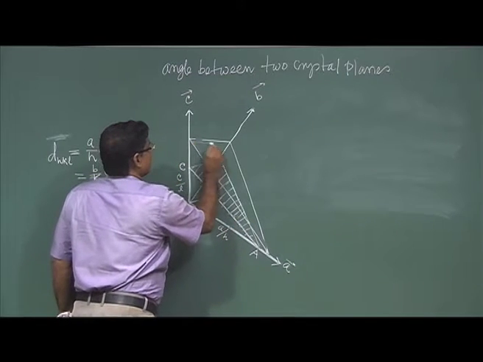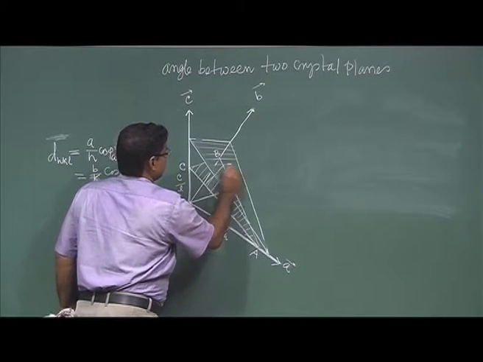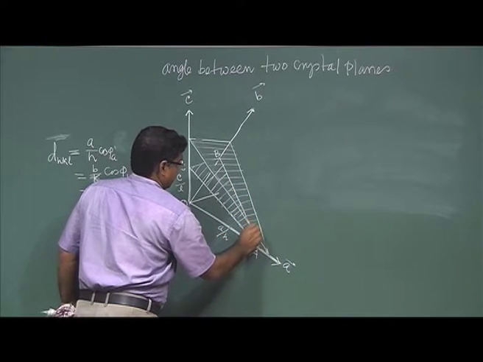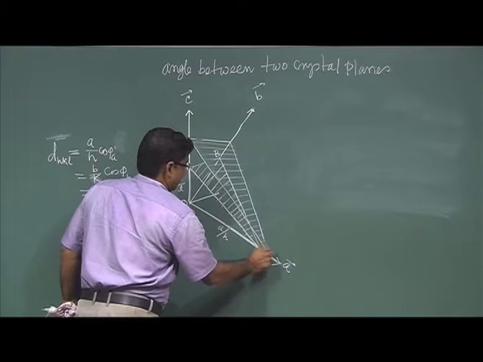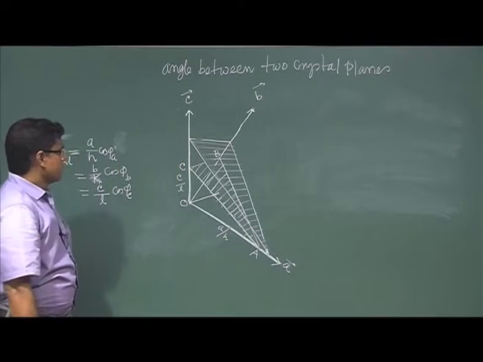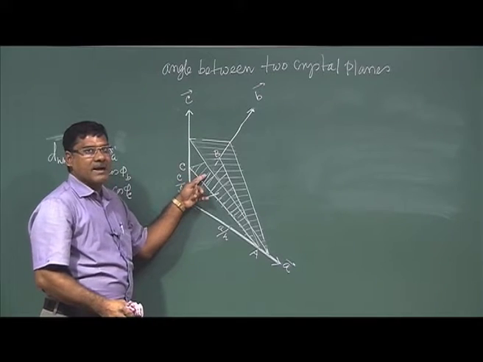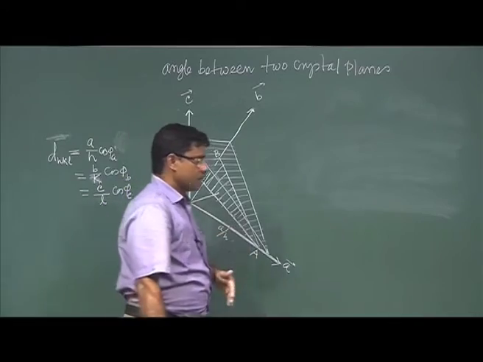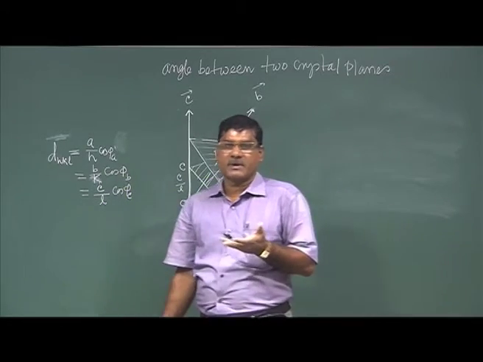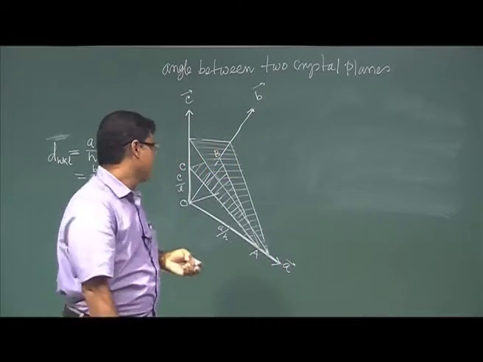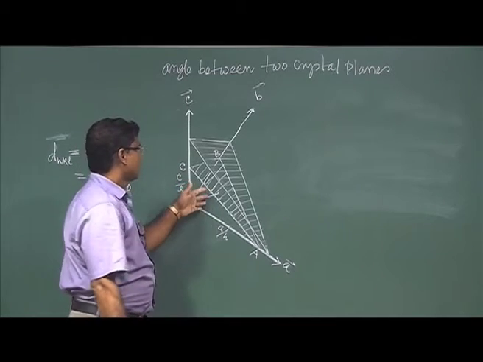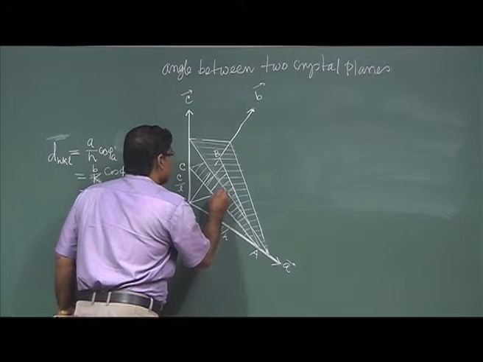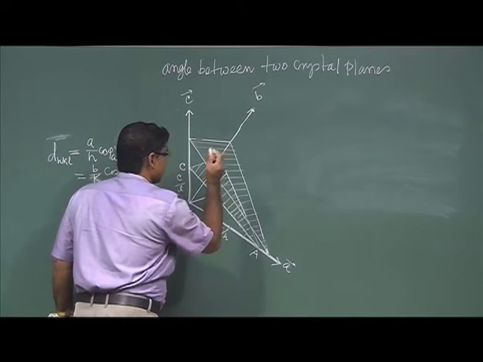So, this is another plane. We would like to find out the angle between these two planes. You know that the angle between these two planes will be the same as the angle between the normals of these two planes. So, this is one normal of this plane, this is N.